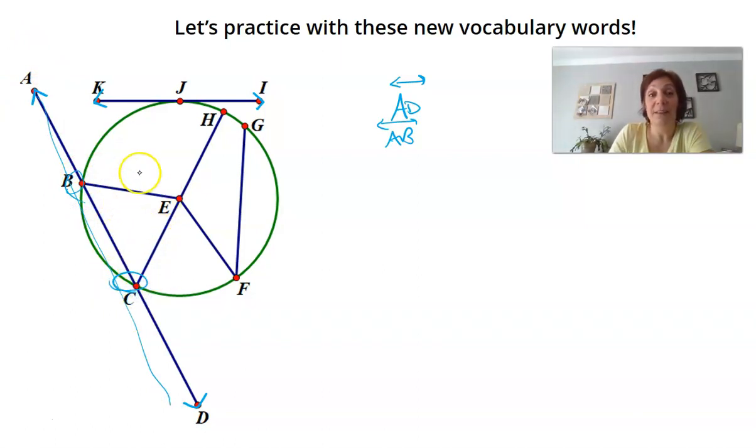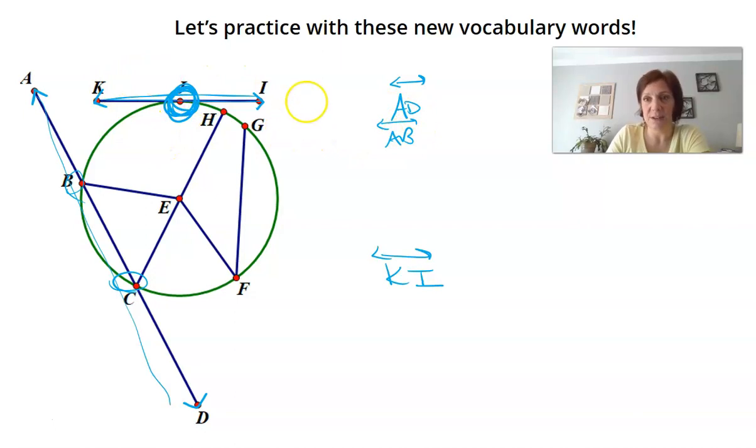Okay. Now, tangent line, I'm looking for one that doesn't ever go inside the circle, right? A tangent line comes, kisses the edge, and then keeps going. It doesn't dip inside the circle. And there's only one line like that, and that's this one right here. So line KI, you could call it line KJ, line JI. That's a tangent line. And its point of tangency is going to be the very point that it touches the circle, or J. That's my point of tangency.